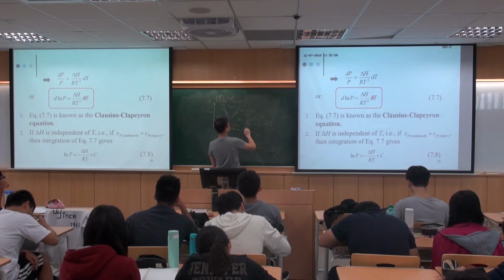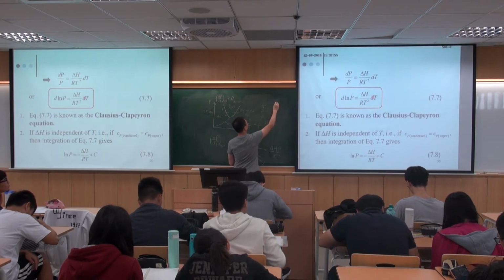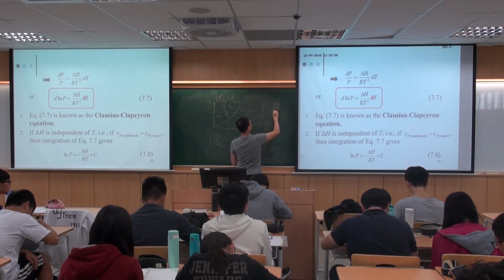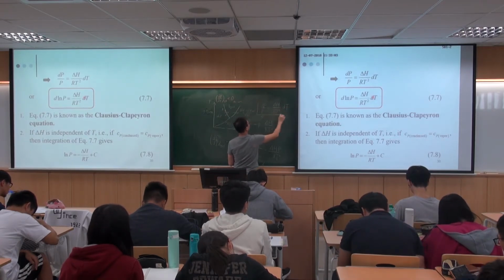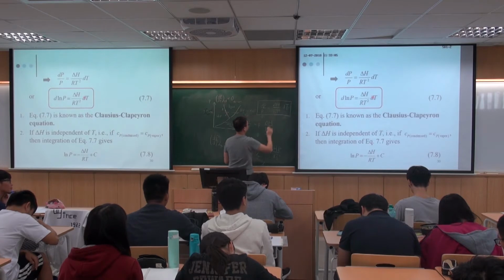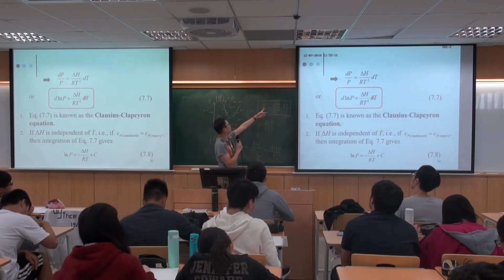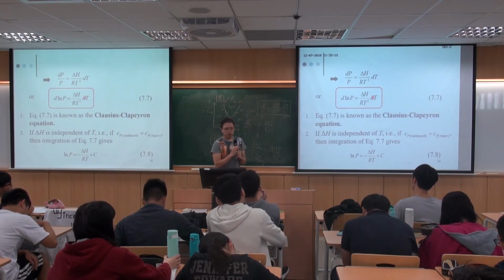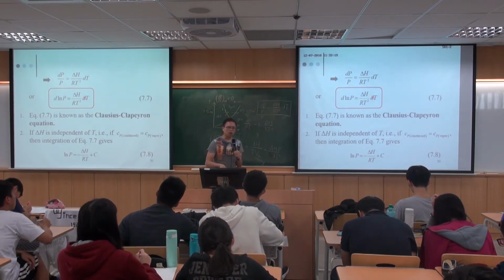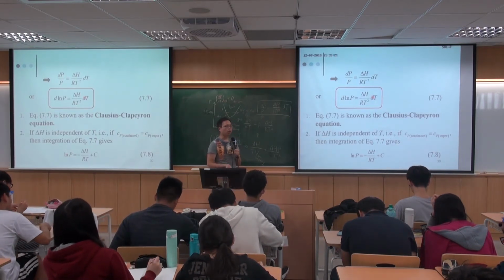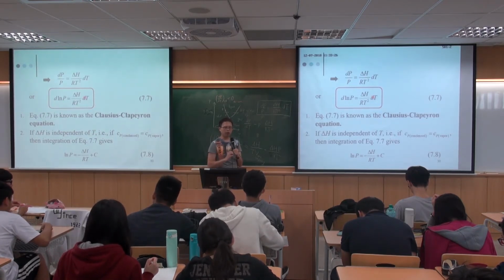Therefore, if you move this over here, okay, eventually you have something like this. Or if you want to use d log P, it's the same thing, right? Because dP over P is d log P. And this is what we call the Clausius-Clapeyron equation. And this is only valid when you're dealing with condensed phase to vapor phase transformation.